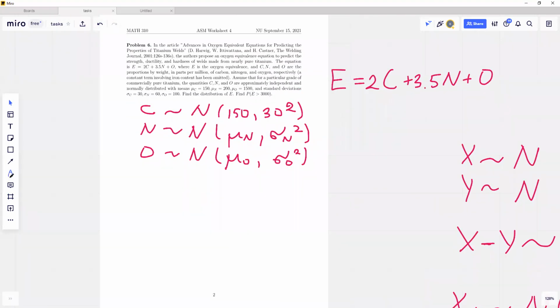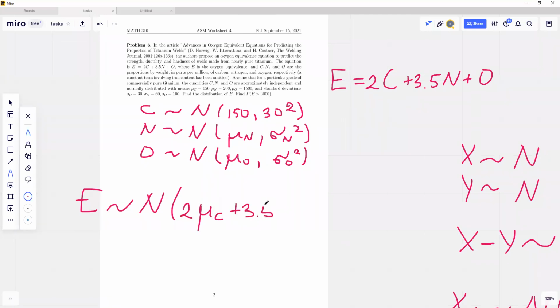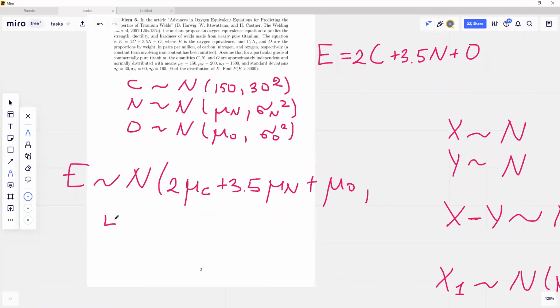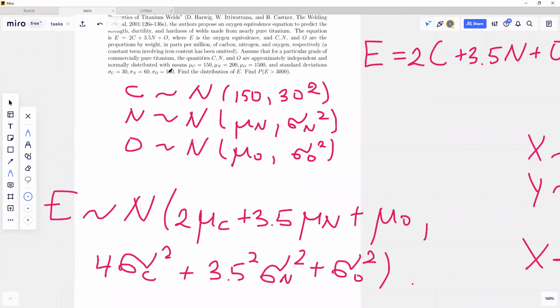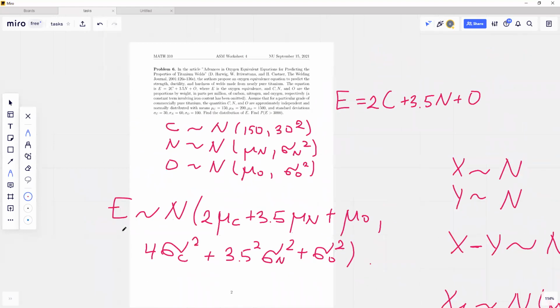Then E is going to follow a normal distribution with mean equal to 2 mu c plus 3.5 mu n plus mu o. And the variance is going to be equal to 4 sigma c squared plus 3.5 squared sigma n squared plus sigma o squared. Okay, then substitute the values that are given here and you find the distribution of E.